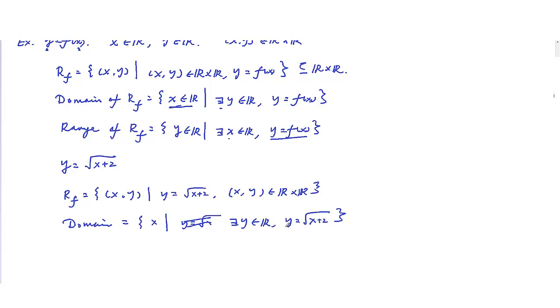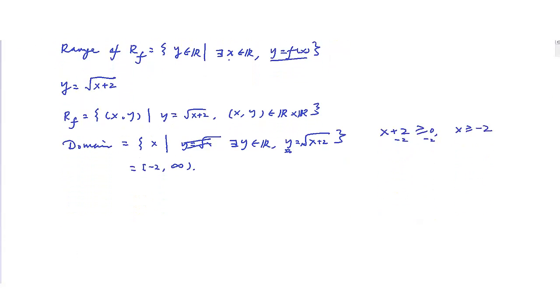But to have a y satisfy this equality, the square root needs to be a real number. So to be a real number, x plus 2 needs to be greater than or equal to 0, so that for each x you can match a y. Therefore, x plus 2 must be greater than or equal to 0. Then you further solve this inequality, subtracting 2 from both sides, so x is greater than or equal to -2. Therefore, the domain can be written in interval notation as -2 to infinity.